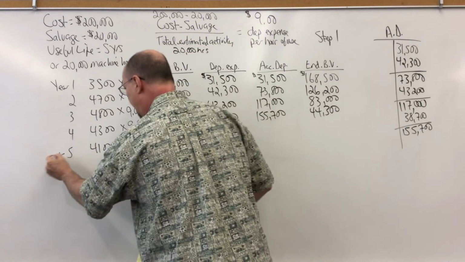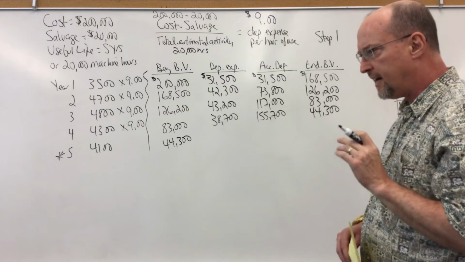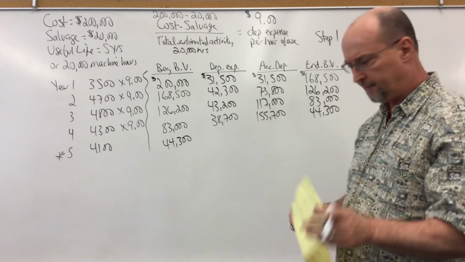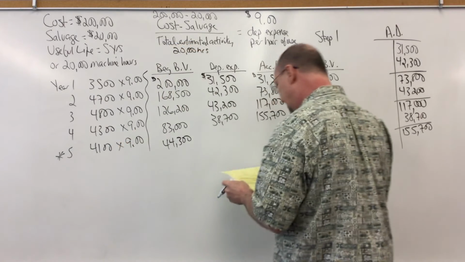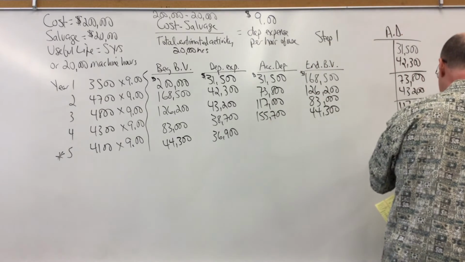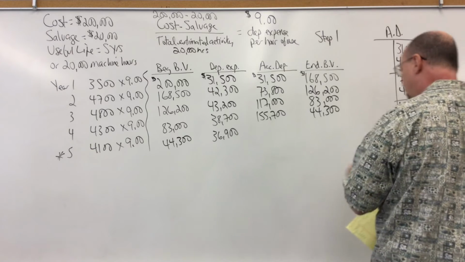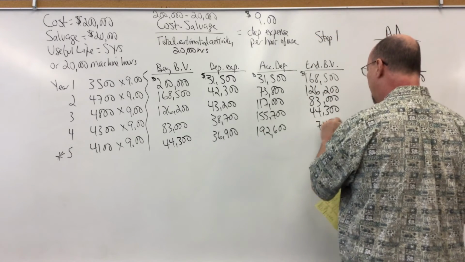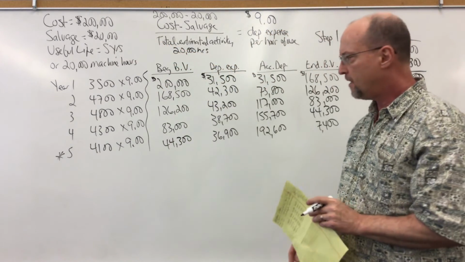Now, year 5, we have to be careful. Actually, the last couple of years, you simply have to be aware that you are not allowed to depreciate an asset below the salvage value. You simply have to remember that. So if we multiply 4,100 times 9, that gives us $36,900. Let's add that to accumulated. And accumulated will be $192,600, and that means my ending book value would be $7,400, which is well below the salvage value of $20,000. So I'm not allowed to do that.